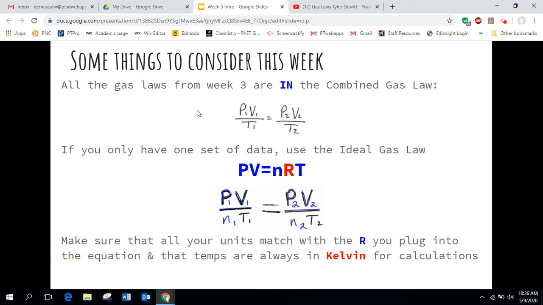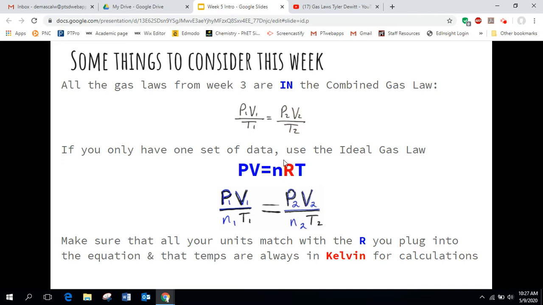Again, you can write down all four of those gas laws and label them. You can write the statements down for them as far as inverse and direct proportionality. I'm just trying to give you a way to get this in your head so you're a little bit faster at doing this. If you only have one set of data, or they mention moles, you're going to use the ideal gas law, PV equals nRT.